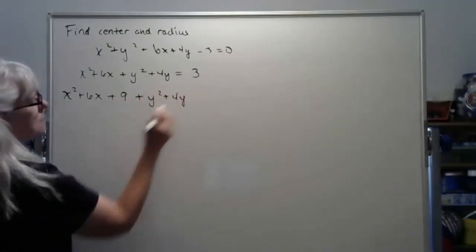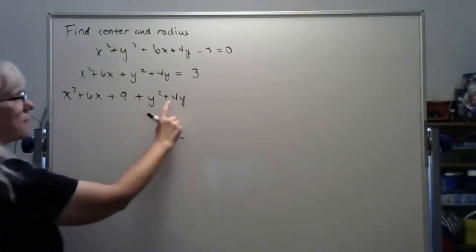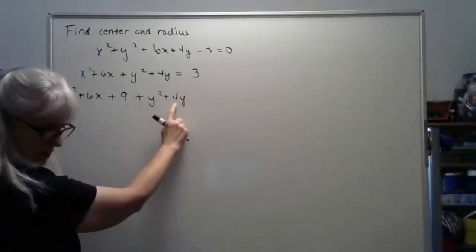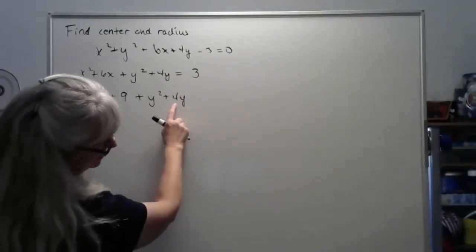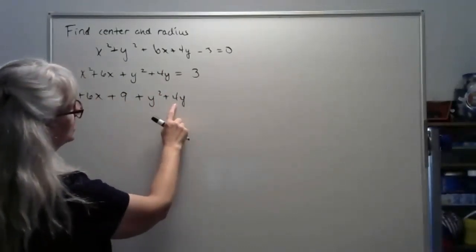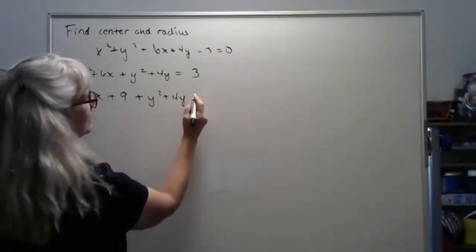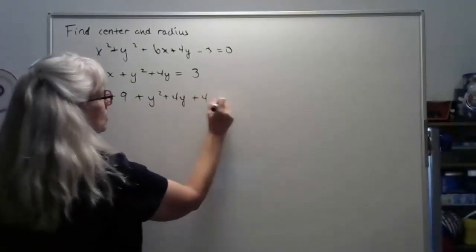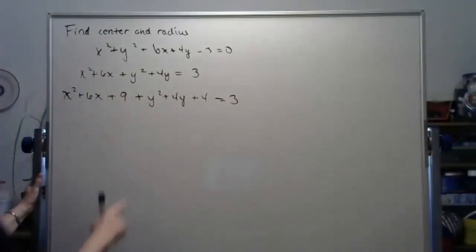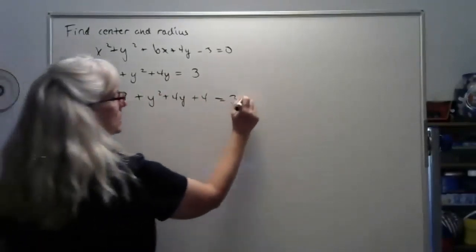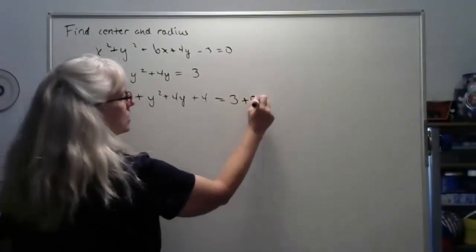We're going to do the same thing for the y's. So we'll take half of 4. Half of 4 is 2, squared, 4. Yep. So we'll add 4. Okay. Now on the other side, we have to add the same quantities. So we added a 9, so we'll say plus 9. And we added a 4, so we'll say plus 4.